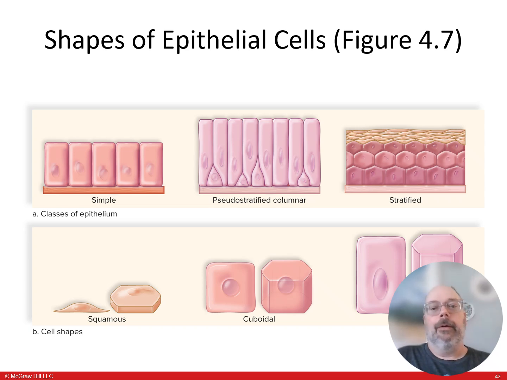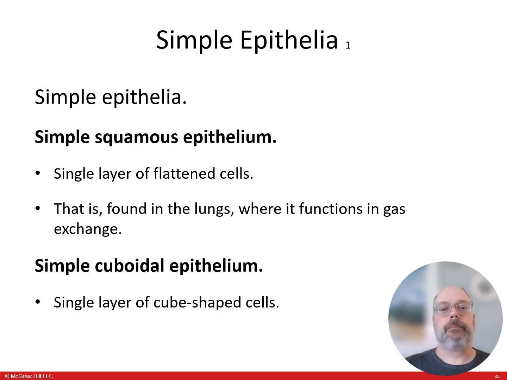So these are just showing you the different shapes of epithelial cells. You can take a look at this on your own. So for simple epithelial, there's simple squamous epithelial, single layer of flattened cells. It's found in lungs where it functions in gas exchange. We have simple cuboidal epithelial. They're just cube-shaped cells in one layer.